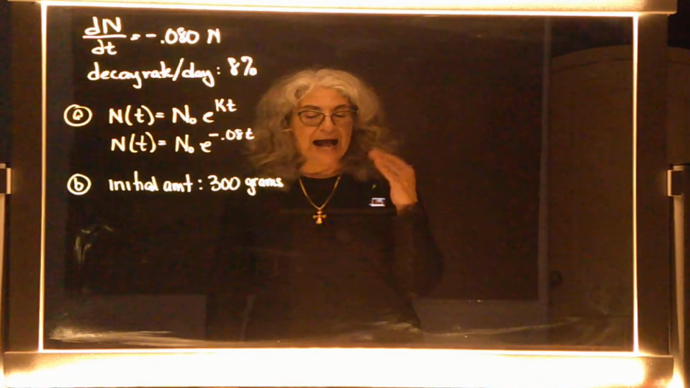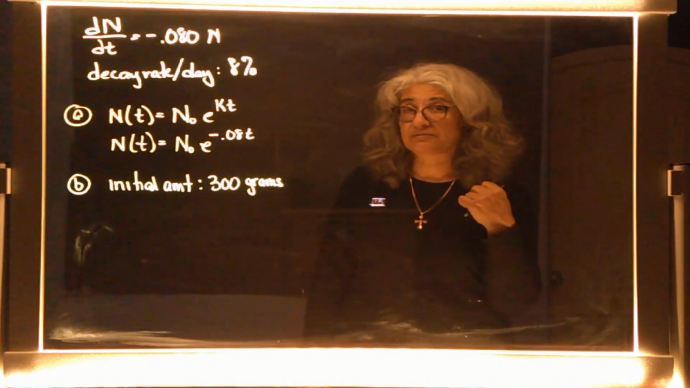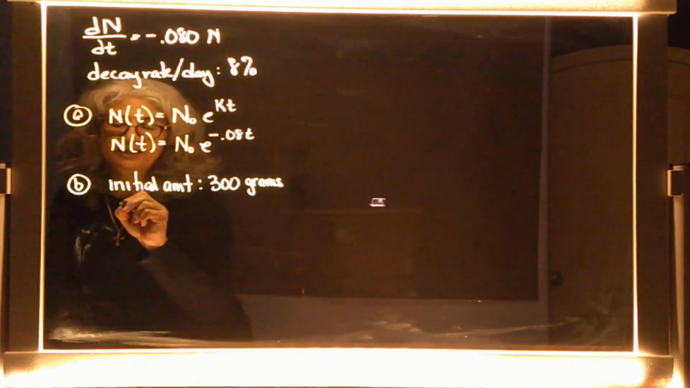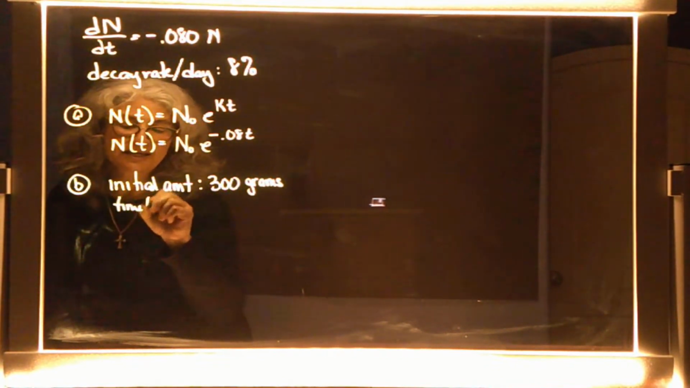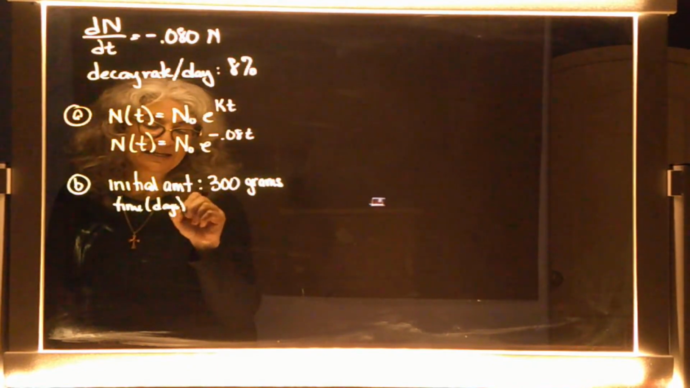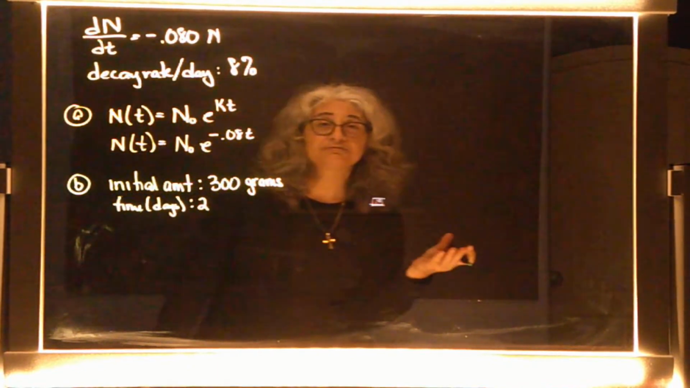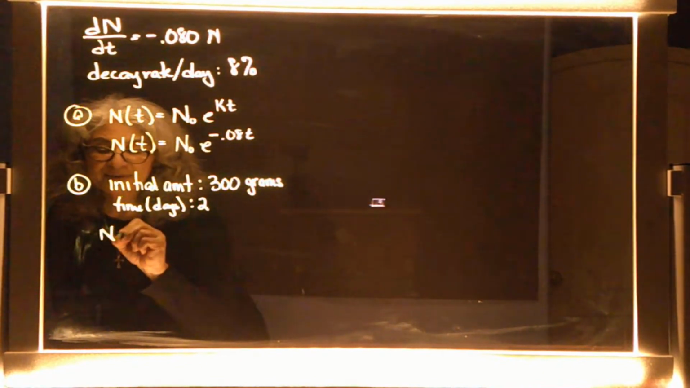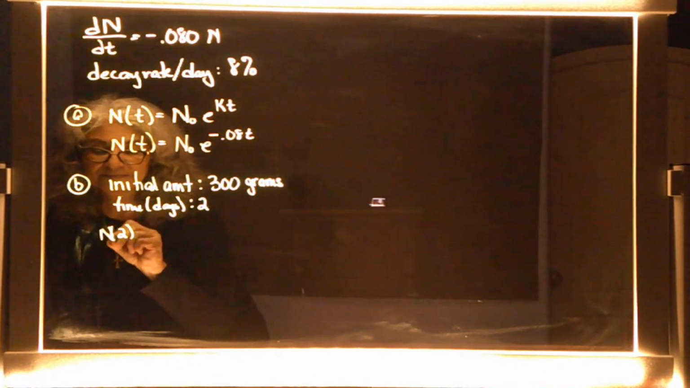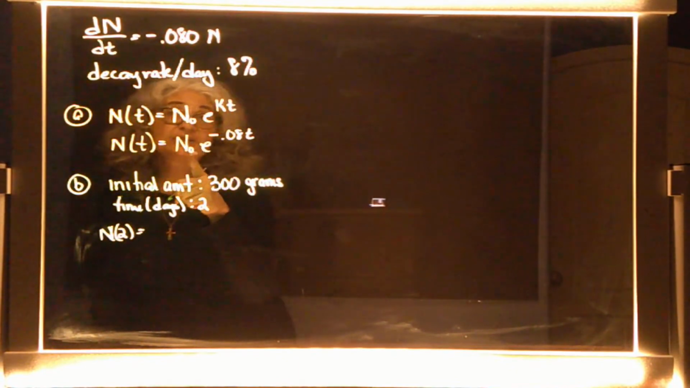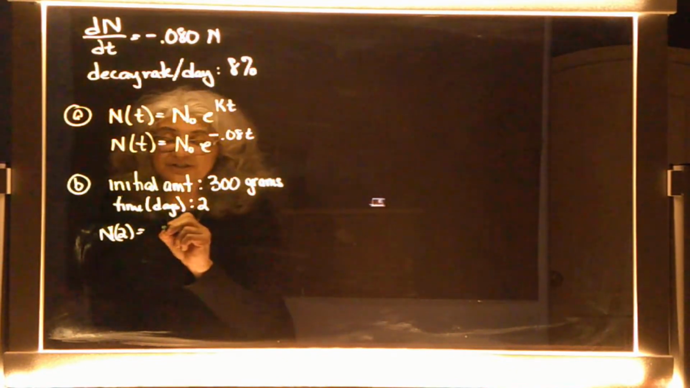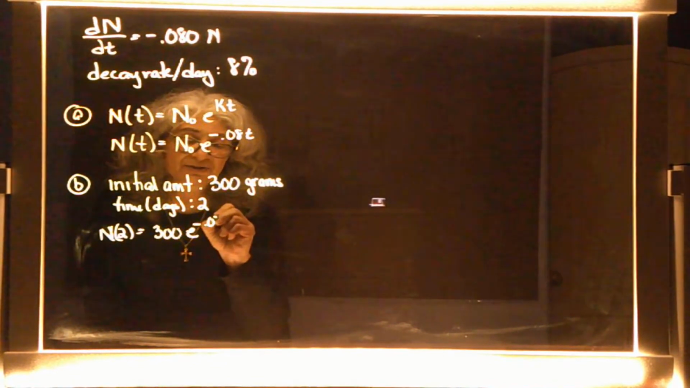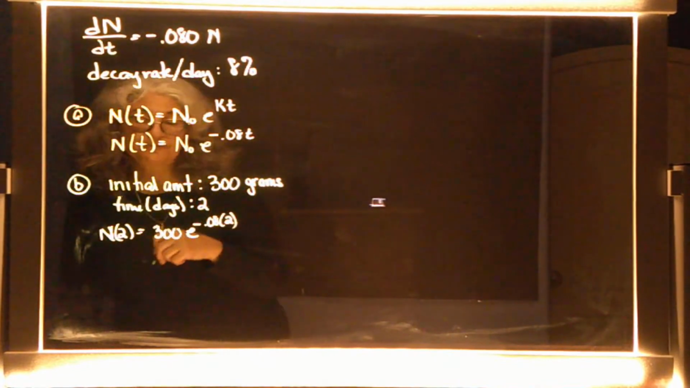Then it wants to know how much will remain after 2 days. So 2 days represents what? Time. Okay, so I know that the time in days is 2. So use the formula from part A, right? So the ending amount at 2 days is equal to the initial amount, which is 300, multiplied by e to the negative 0.08 times 2.